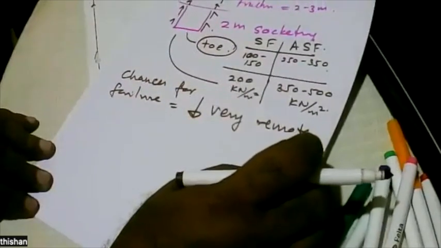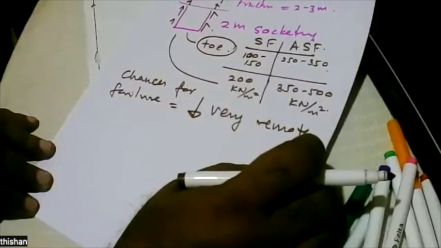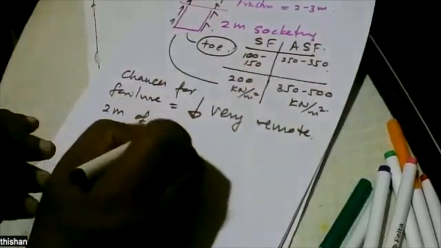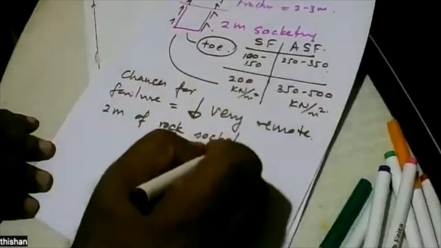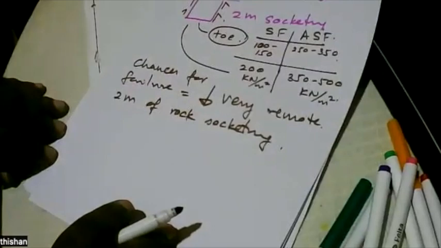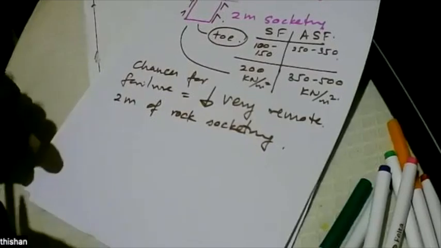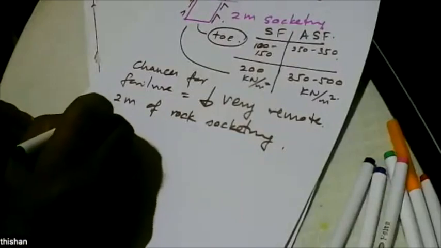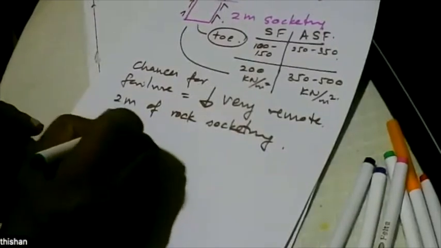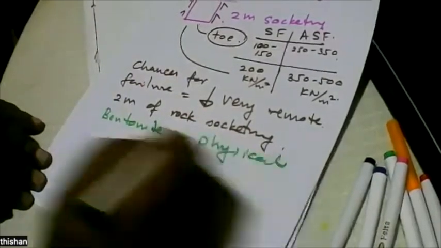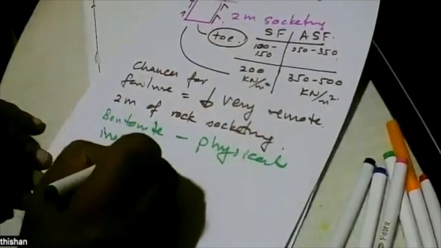Especially in highway bridges, it might be a good idea to go for about 2 meters of socketing. Then you might ask why I make this suggestion. Because when a foundation fails in a bridge, it's very difficult to correct it. So that is one reason. Secondly, when we go for something like 2 meters of rock socketing, because we are using bentonite, we cannot do any physical inspection of the toe.